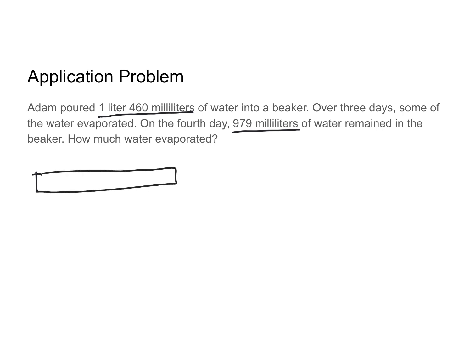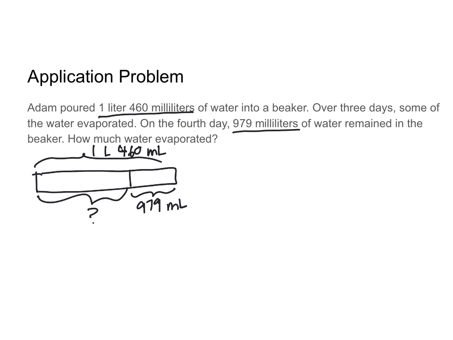Remember, we'll start with our total, which we do know, which was 1 liter, 460 milliliters. And we know that at the end, he was left with 979 milliliters. What we don't know is how much of that evaporated over the 3 days. So as we look at it, we know our total, we know a part, so that tells us that we're going to be subtracting.